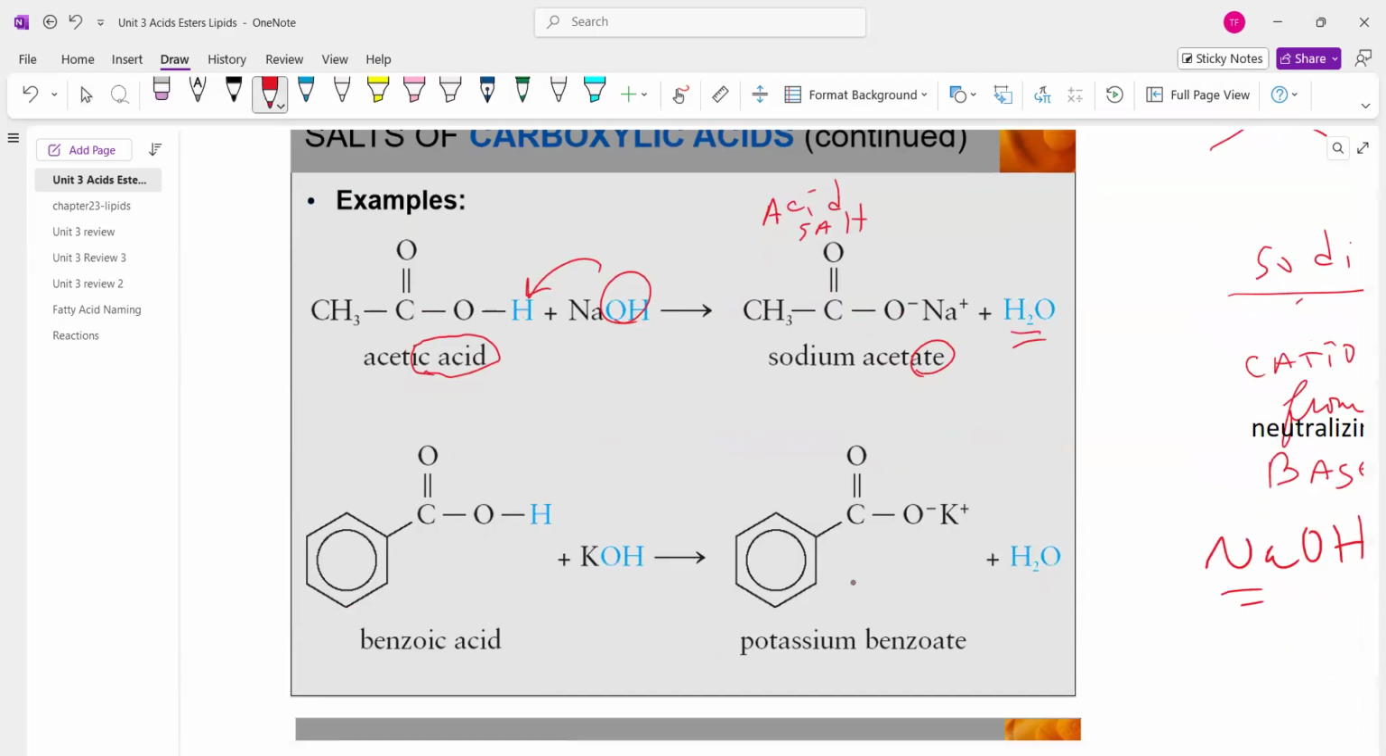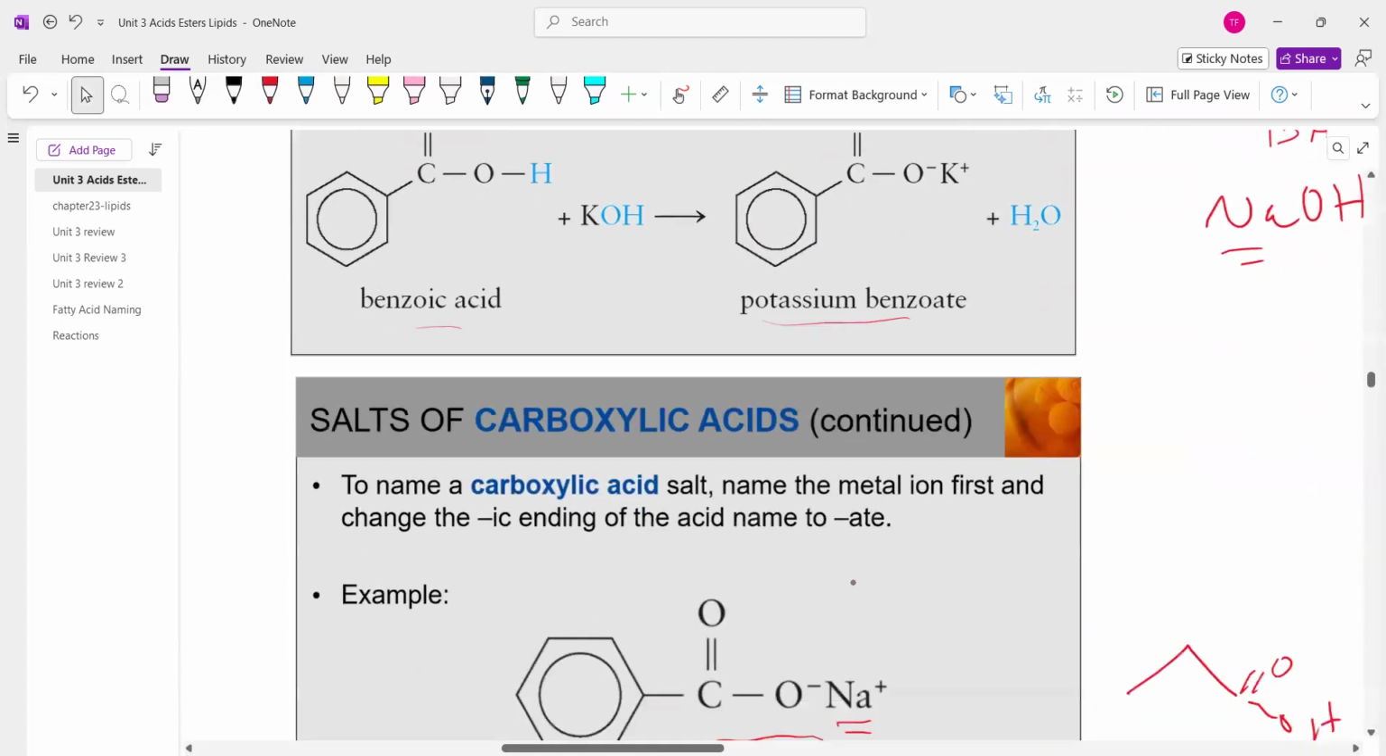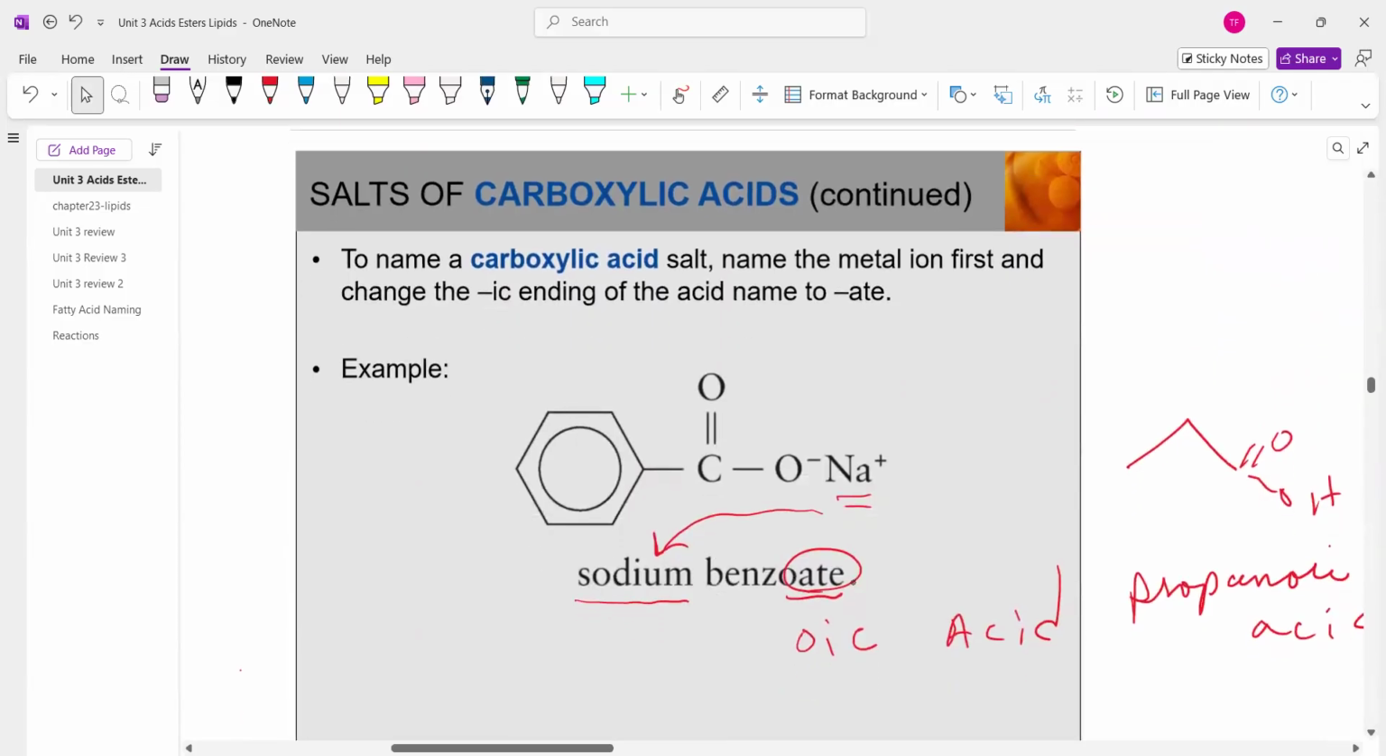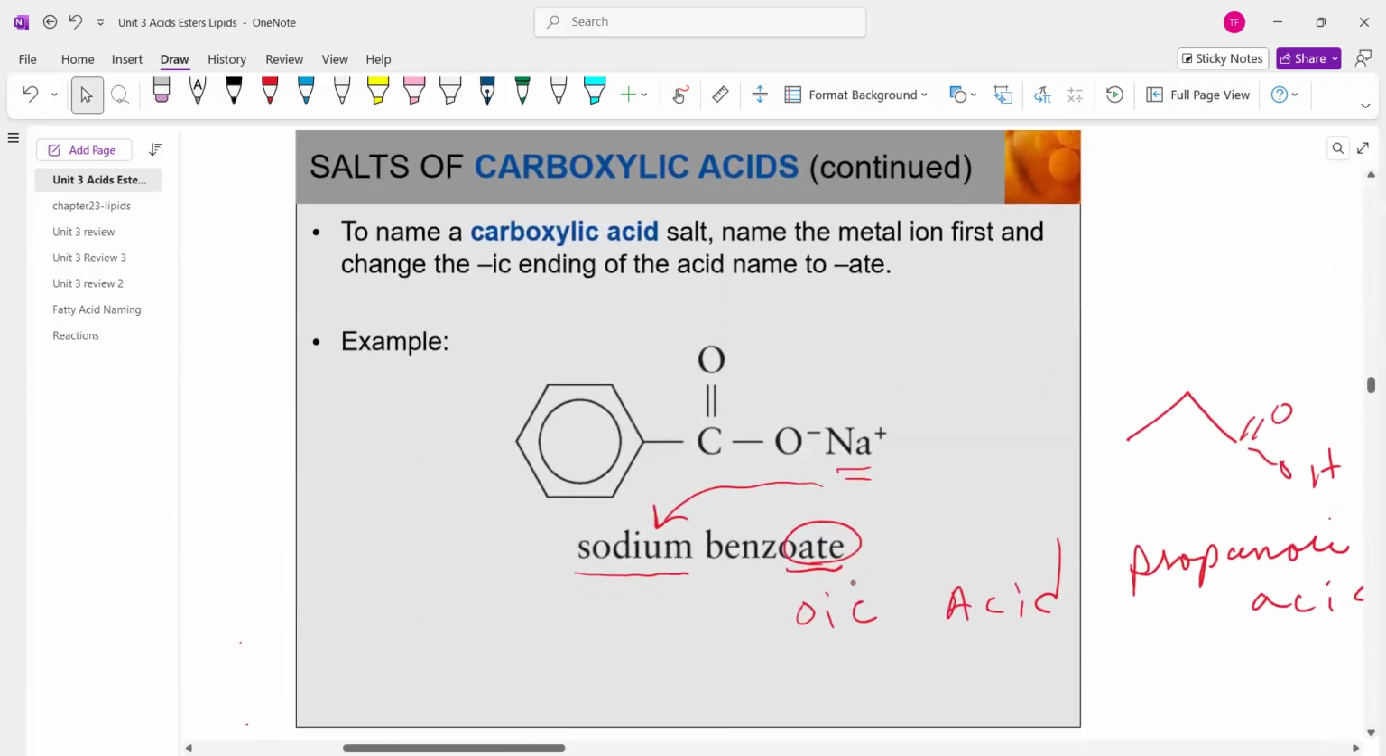Okay, here's benzoic acid. Here's the sodium salt of the acid, also the conjugate base. So to name an acid salt, you start with the name of the acid from which it comes. The acid from which this comes is benzoic acid.